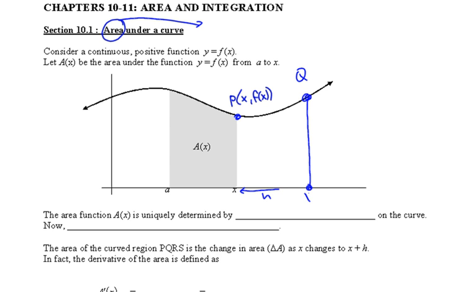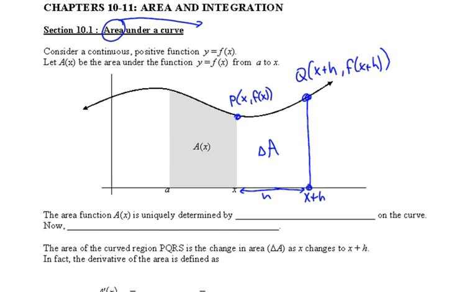Okay, so this is 10.1, finding area under the curve. So this would be x plus h comma f of x plus h. Okay, so this here we're going to call the change of our area, because from x, we've increased it. This would be our change of area.